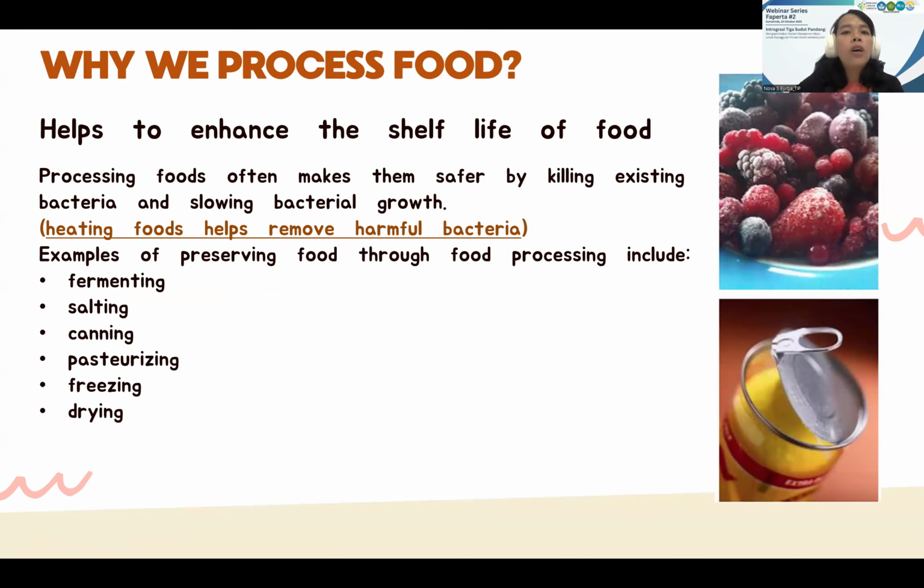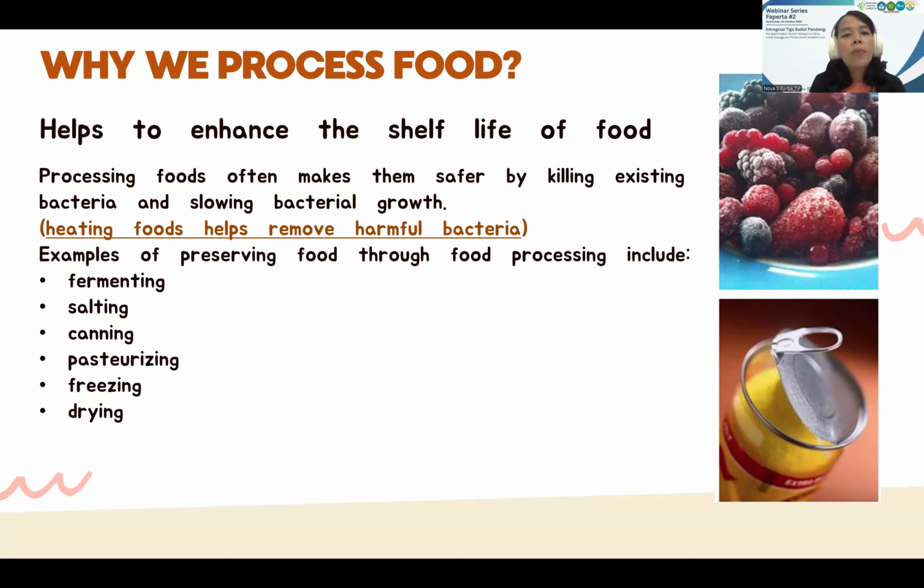Another objective of why we process food is to help enhance the shelf life of food. Of course, raw materials or raw food that we get from the farm, after we harvest from the farm, are all fresh. But we cannot keep them for long, so we need to enhance the shelf life. We need to enjoy the jam for a few days, a few months, or a few years. Processing food often makes it safer by killing the existing bacteria, or maybe slowing bacteria growth when we pack it.